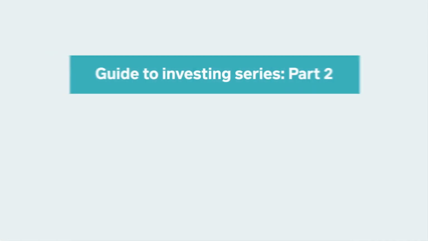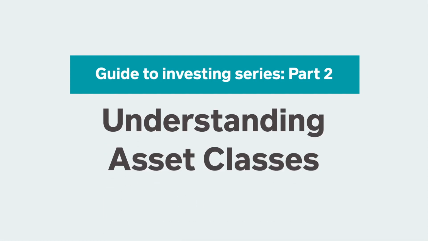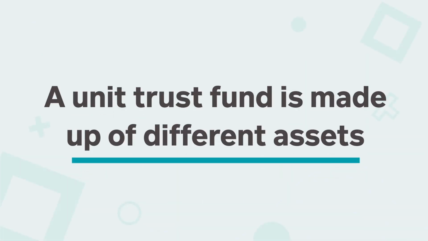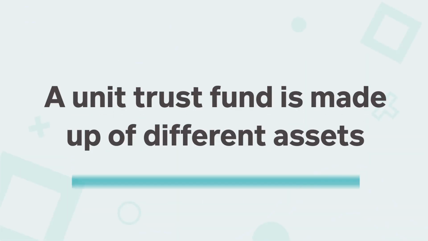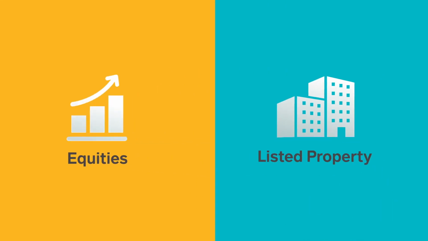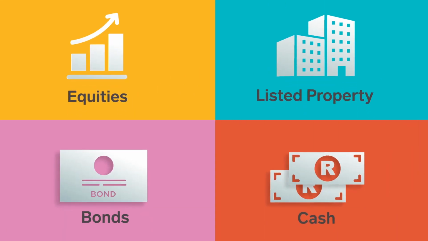Welcome to the Guide to Investing Part 2, where we look at asset classes. A unit trust fund is made up of different assets, namely equity, listed property, bonds, and cash.